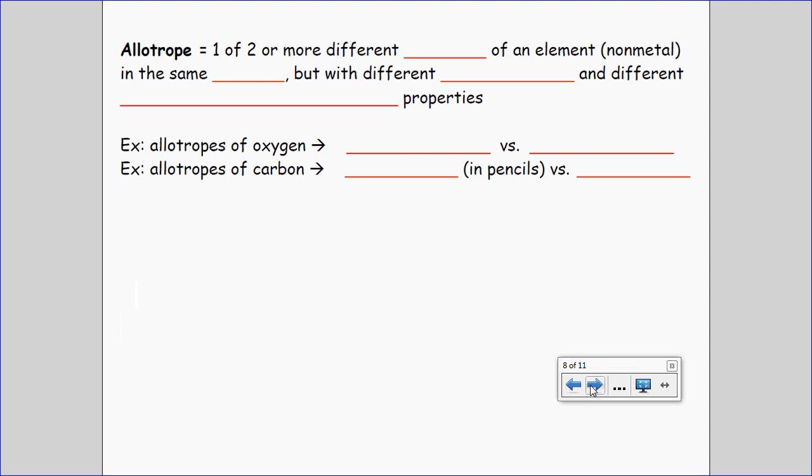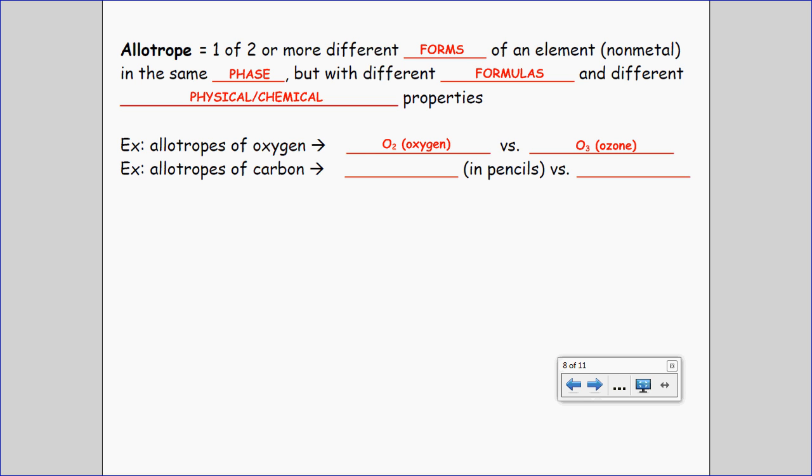Now, an allotrope is a slight change. It's one of 2 or more different forms of an element that are in the same phase, but with different formulas, and different physical and chemical properties. Examples of allotropes of oxygen are O2, and the one everyone's heard of, O3, ozone. Ozone's up in the high level of our atmosphere and protects us from ultraviolet rays. O2 is oxygen, O3 is ozone. They are the same element, but in different forms. They have a different formula.